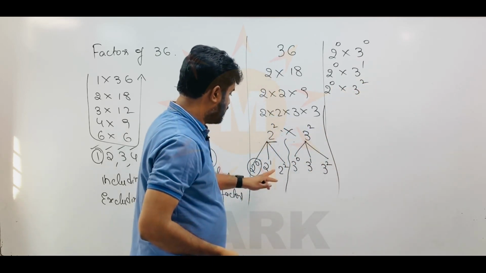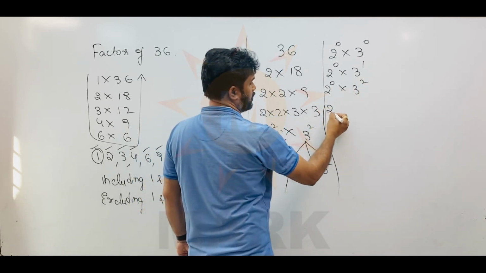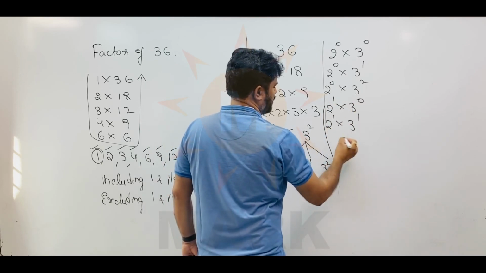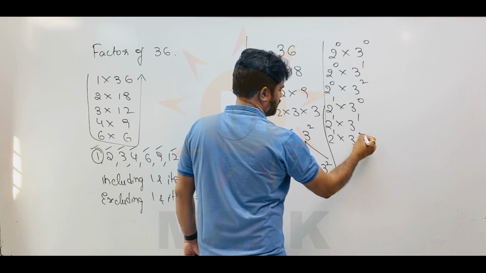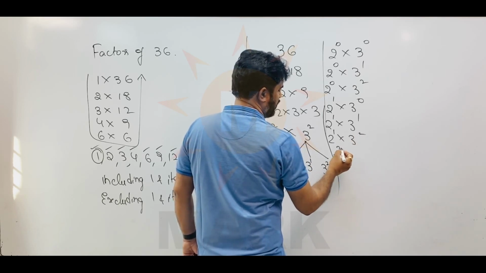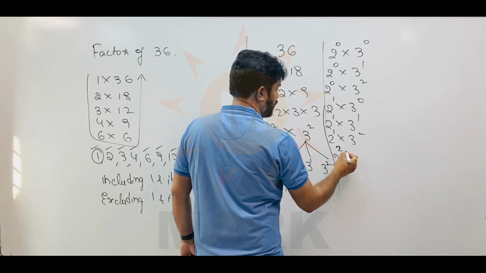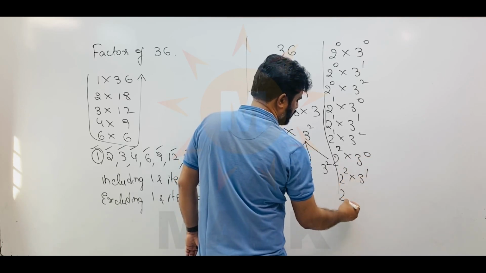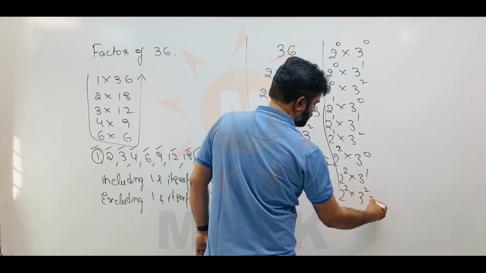Next, 2 power 1. 2 power 1 into 3 power 0, 2 power 1 into 3 power 1, 2 power 1 into 3 power 2. Next, 2 power 2 into 3 power 0, 2 power 2 into 3 power 1, 2 power 2 into 3 power 2.